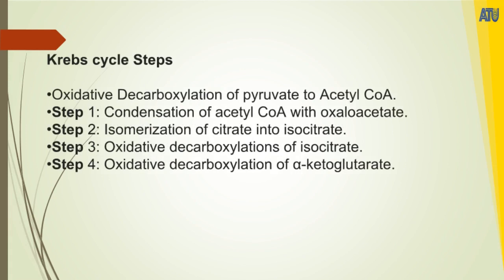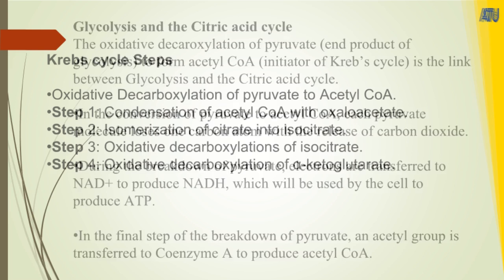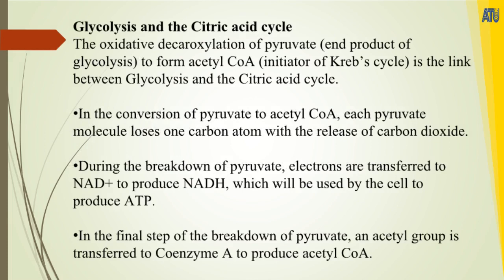Krebs cycle steps: oxidative decarboxylation of pyruvate to acetyl-CoA. Step 1. Condensation of acetyl-CoA with oxaloacetate. Step 2. Isomerization of citrate into isocitrate. Step 3. Oxidative decarboxylations of isocitrate. Step 4. Oxidative decarboxylation of alpha-ketoglutarate. Glycolysis and the citric acid cycle.